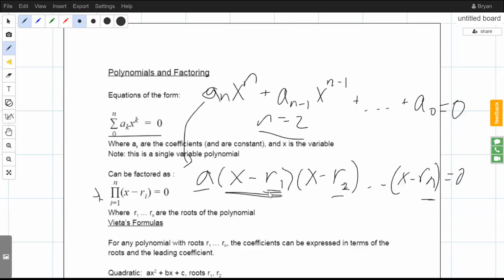And we call these numbers r1, r2, all the way to rn the roots of this polynomial, as in if we set x equal to any of these numbers, then the equation is going to be true. Right? It's going to equal 0. Sometimes these numbers are also called the zeros. You will see that.